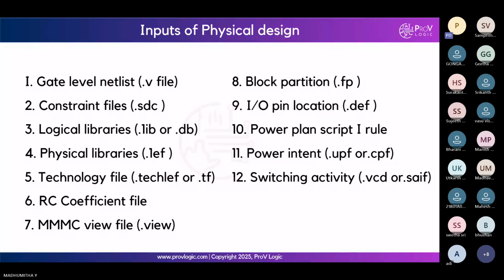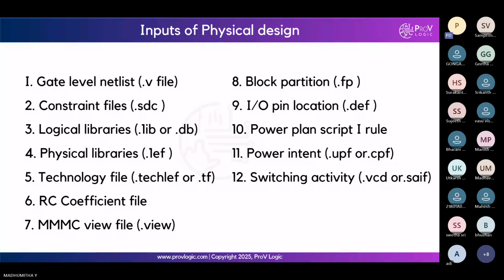If we are going to use a 3 nanometer technology, all the rules with respect to this 3 nanometer technology will be present in this technology file. If we are going to use a 5 nanometer technology, the rules will change. These rules change with respect to the technology node that we are going to use. That is why this technology file is very important, and it is with respect to the technology node.